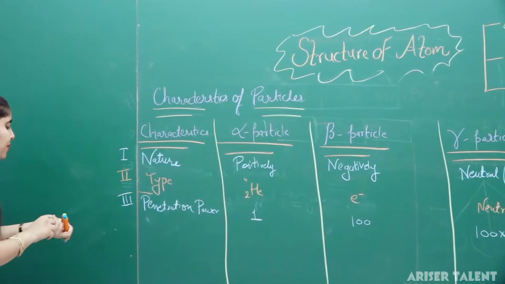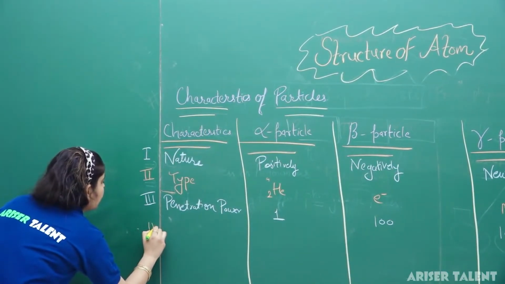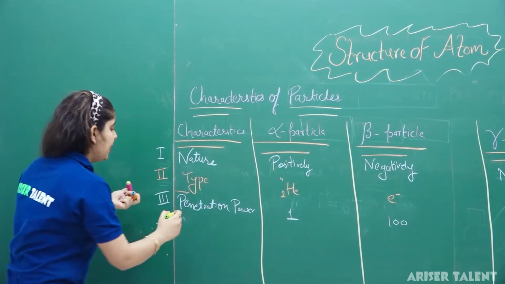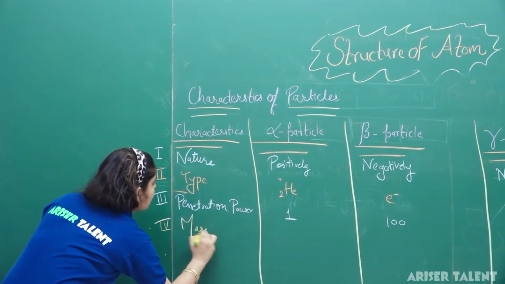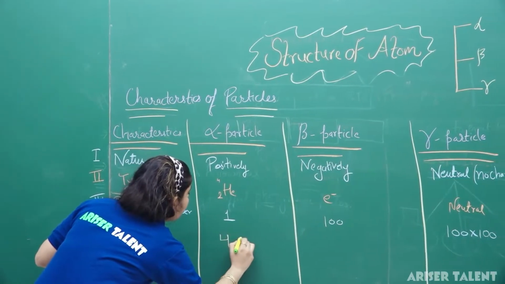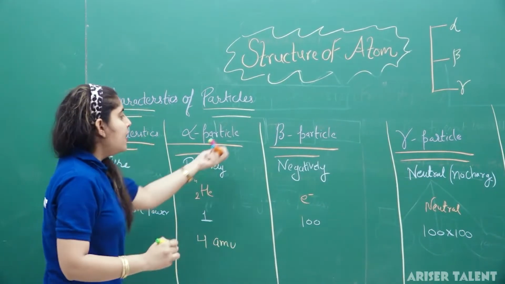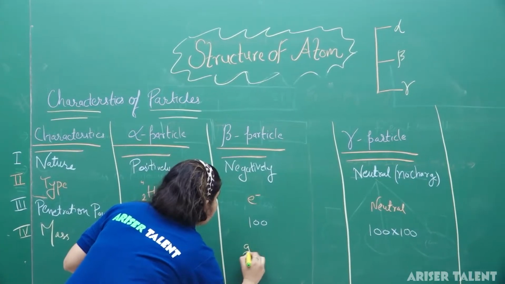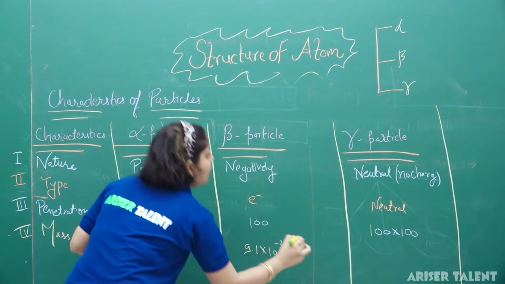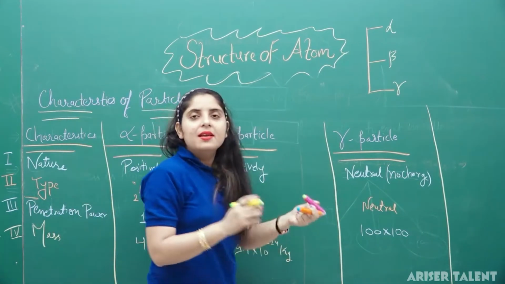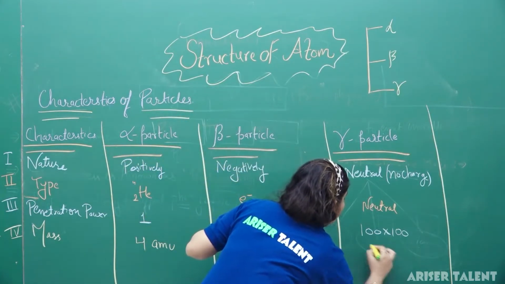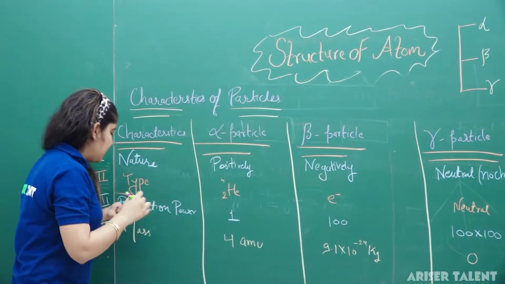Now we will deal with our fourth characteristic, the mass of these particles. The alpha particle is actually the helium nucleus, so we have a mass of 4 AMU. In case of electron, we have a mass of 9.1 into 10 raised to the power minus 24 kg. And gamma particles are neutral particles, so we have 0 in case of gamma particles.